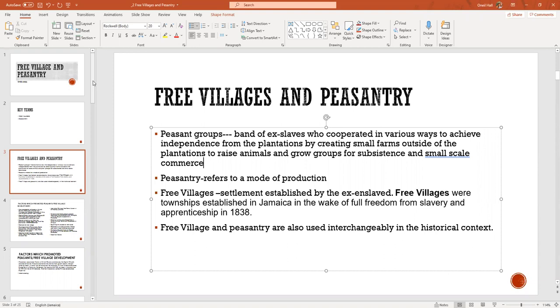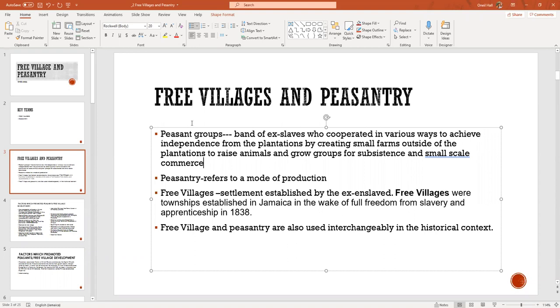Now, what were free villages? Somebody read free villages for me, please. Settlements established by the ex-slaves. Free villages were townships established in Jamaica in the wake of full freedom from slavery and apprenticeship in 1838. Good. Thank you very much, Miller. So free villages were settlements, or what we call communities, that were established after slavery ended, where the freed people lived and established those communities.